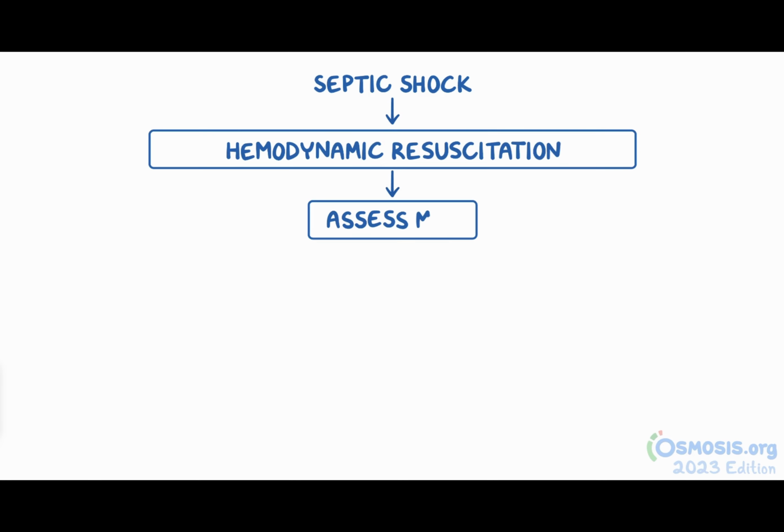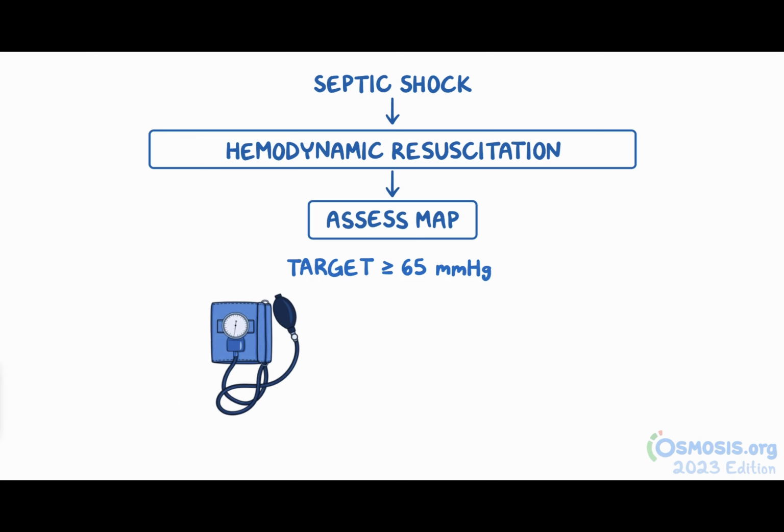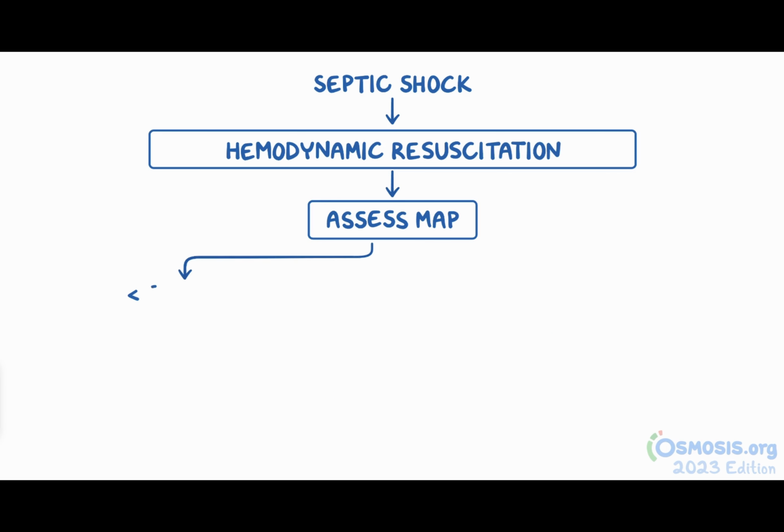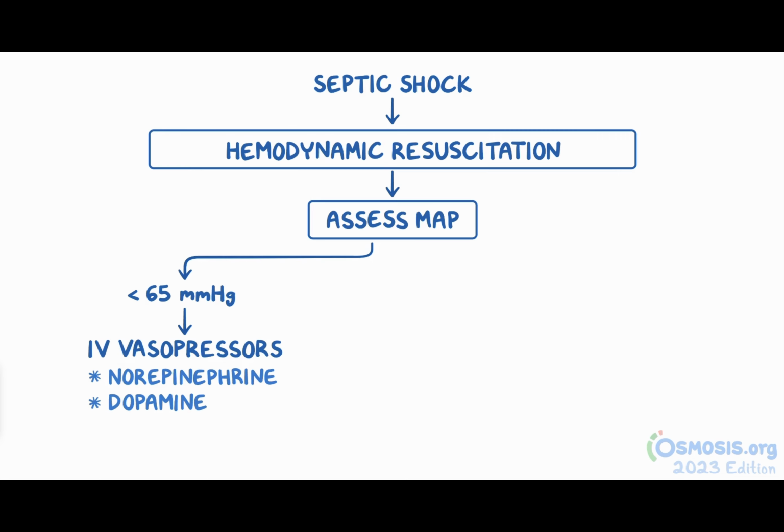During the infusion, MAP should be monitored with a target of 65 millimeters of mercury or above. MAP can be calculated from manual blood pressure readings, but these are much less accurate in the setting of hypotension than those measured by an arterial line. If the MAP falls below 65 millimeters of mercury, IV vasopressors, such as norepinephrine or dopamine, should be added.